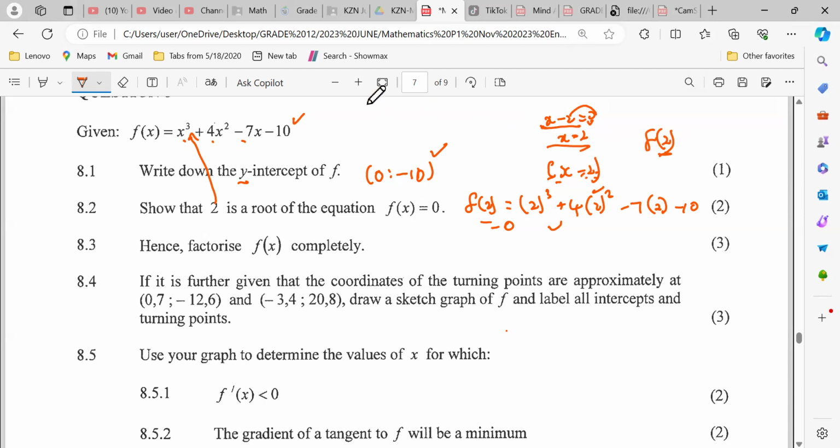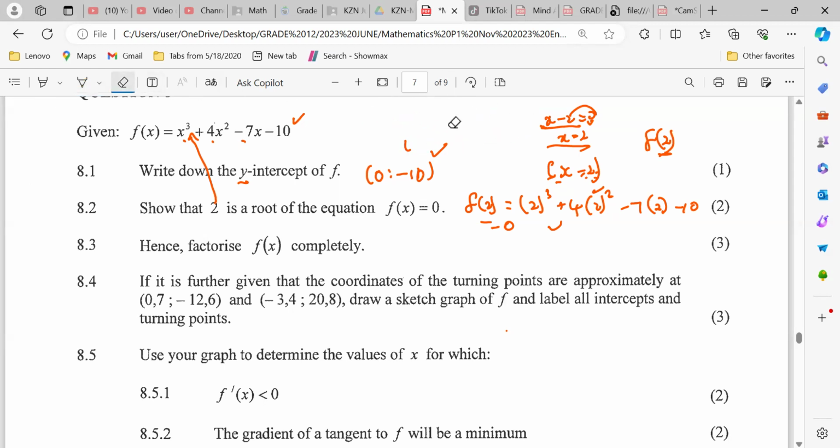Just like when you're factorizing, if I have something like x minus 2 times x plus 3, these are the factors. But x is equal to 2 or x is equal to minus 3, those are the roots of x. So we should differentiate between a root and a factor. We get our roots from our factors. Once we have the factors, then we can get the roots. Okay, we are done with that one.